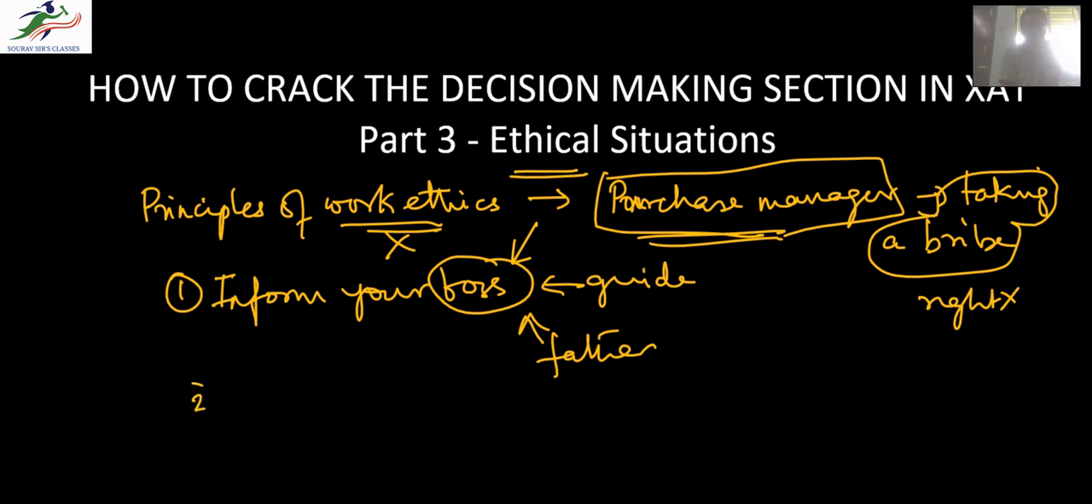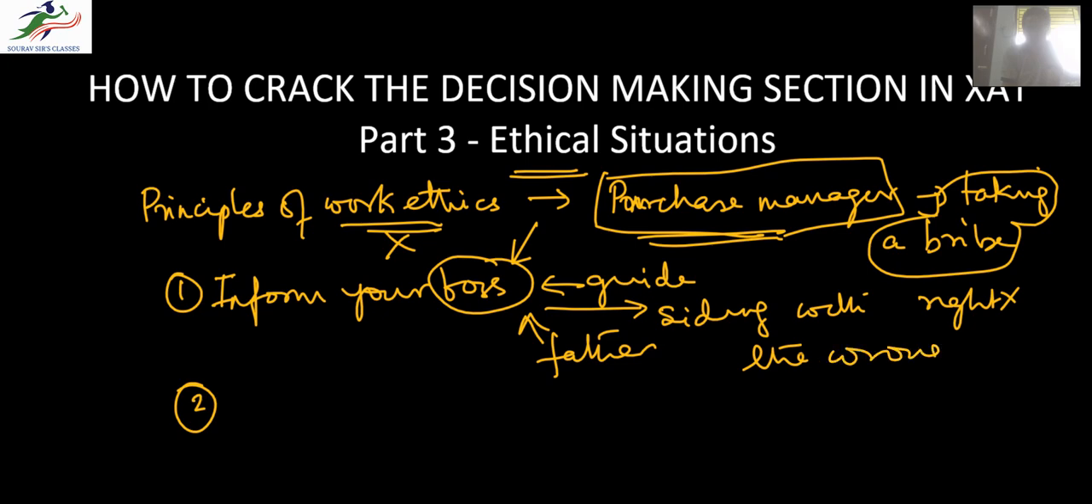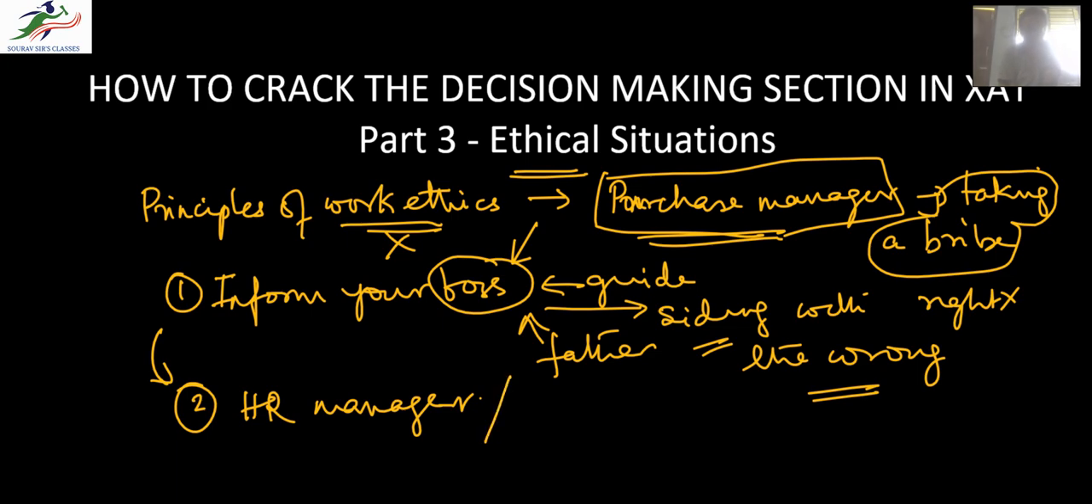Now, what happens if the boss is not responsive, or he is siding with the wrong? That means he is supporting the wrong. Then you talk to the HR manager. So it should be in this order. And in some cases, if you don't get the HR manager, you can talk to your boss's boss. But this will come only if the HR manager is not available or he is not responding. So this is the way that you should handle these situations in office.